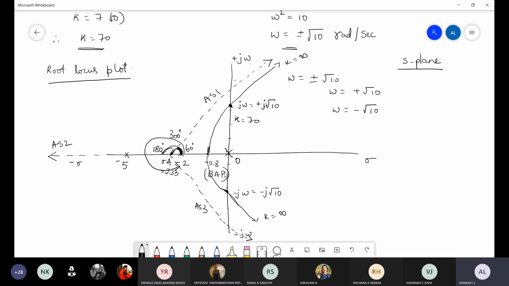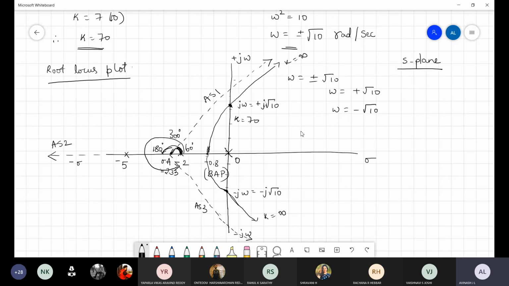Have you all drawn this root locus? These are the simple steps for drawing the root locus. Almost all numericals will be like this only. You need to do all the calculation parts, and after that, you need to draw the root locus plot.